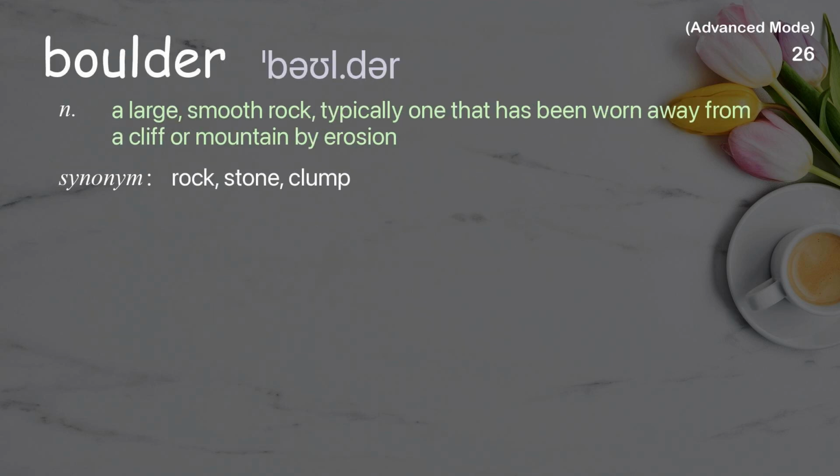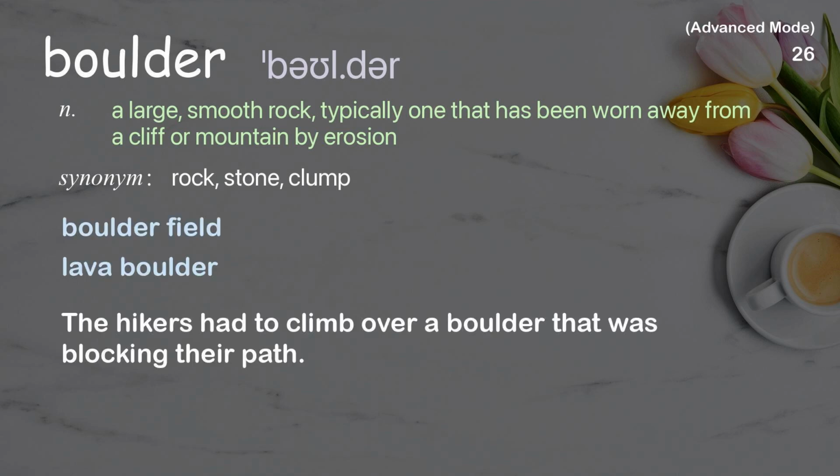Boulder. A large, smooth rock, typically one that has been worn away from a cliff or mountain by erosion. Examples: Boulder field. Lava boulder. The hikers had to climb over a boulder that was blocking their path.